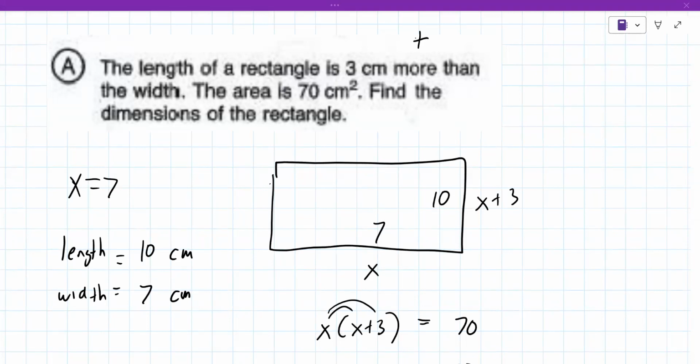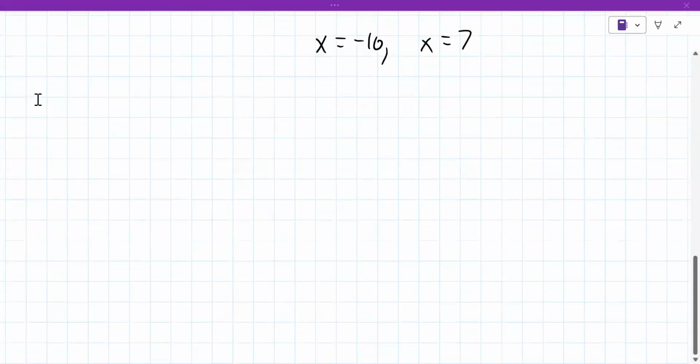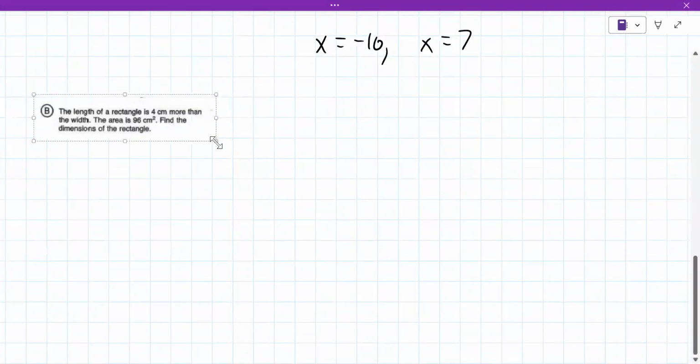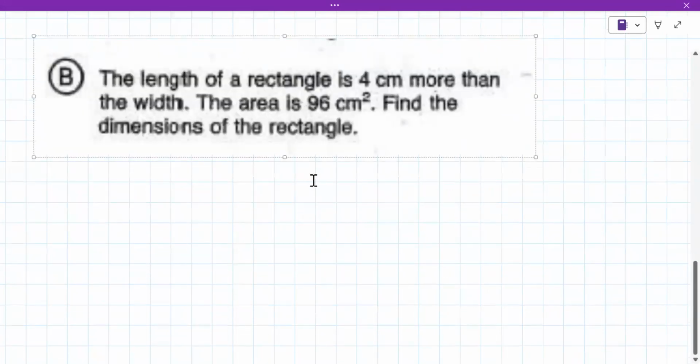All right, so here is one for you to try. Happy to help, but it's the same problem with just different numbers. Okay. I recommend drawing a rectangle, just like we did in the last problem.